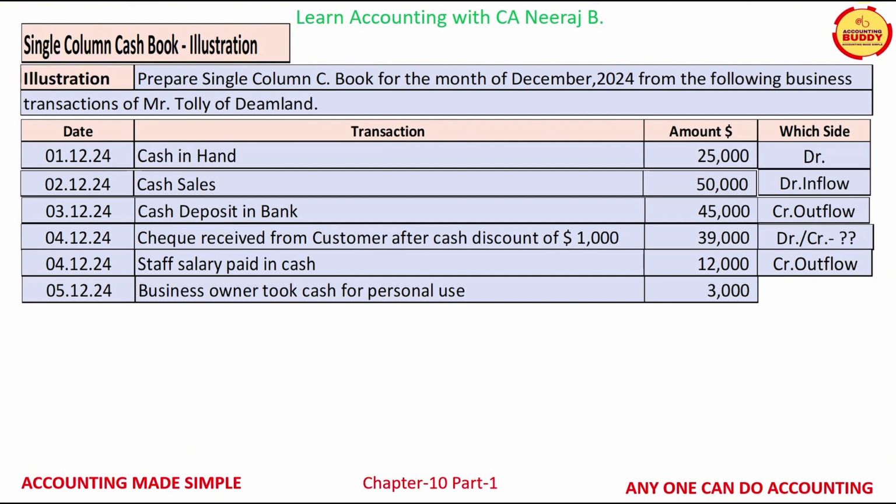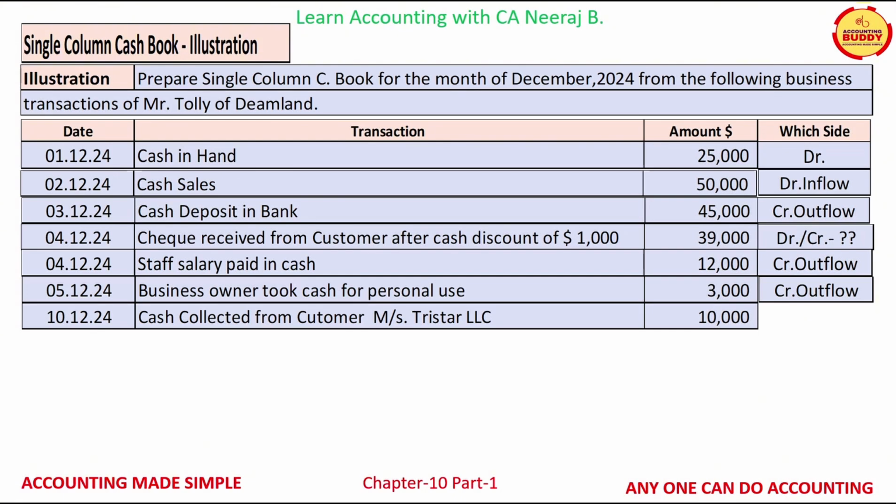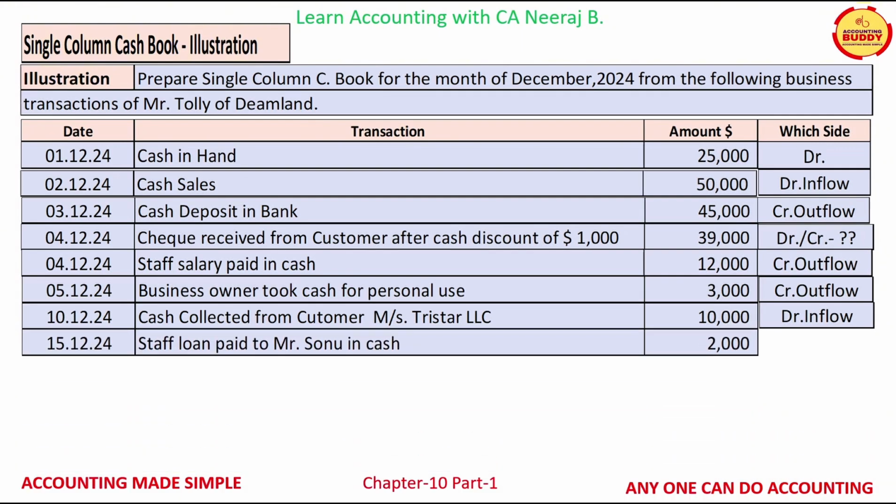This transaction will be recorded on the right hand credit side of the cash book since it is an outflow of cash. On 10th December, business collected $10,000 from a customer, Messrs. TriStar LLC. This transaction will be recorded on the left hand debit side of the cash book since it is an inflow of cash. On 15th December, an amount of $2,000 is paid to a staff as advance. This transaction will be recorded on the right hand credit side of the cash book since it is an outflow of cash.